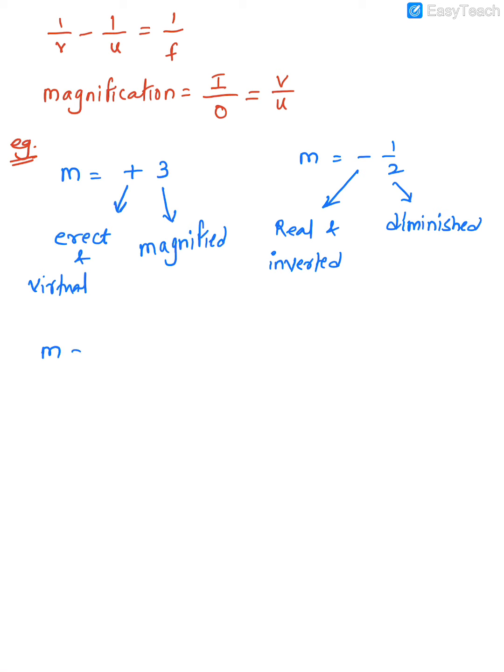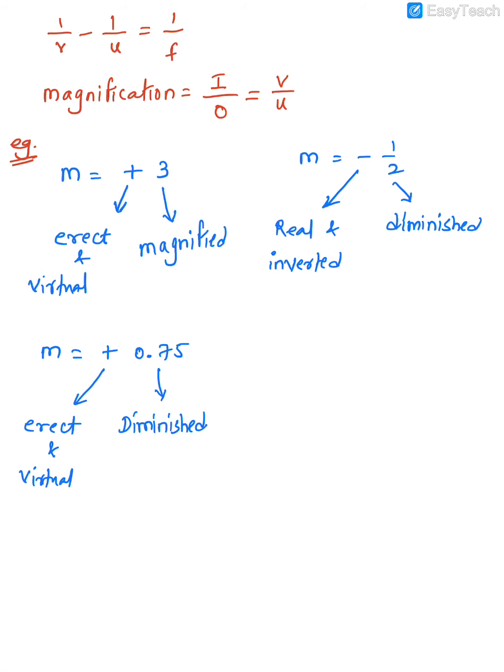Another example, guys: if I say m is equal to plus 0.75, what does it mean? Plus means your image is erect and virtual, correct? And 0.75 means it will be diminished. But if you think about it, this case is actually not possible in a convex lens, because in a convex lens, when the image is erect, it is magnified. If you remember the special case, the last case, when the object is placed between F and O. But I just gave you an example, that's why I gave this.